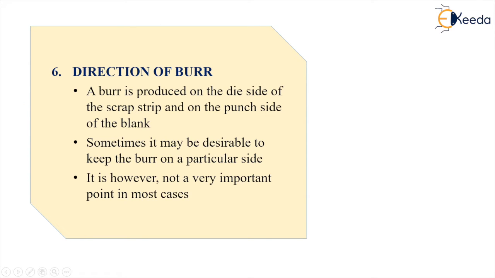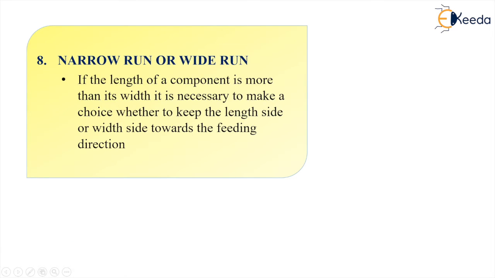Then the sixth factor is the direction of burr. A burr is produced on the die side of the scrap strip and on the punch side of the blank. Sometimes it may be desirable to keep the burr on a particular side. It is, however, not a very important point in most of the cases.